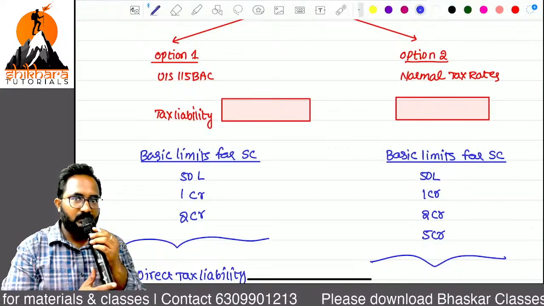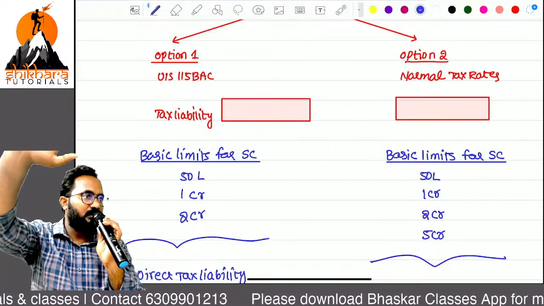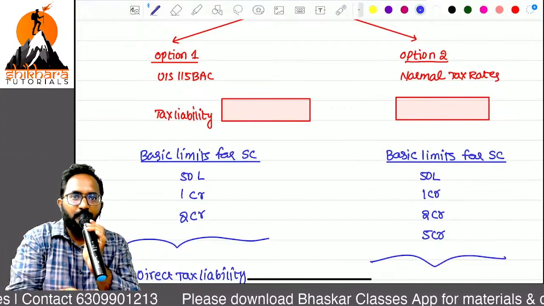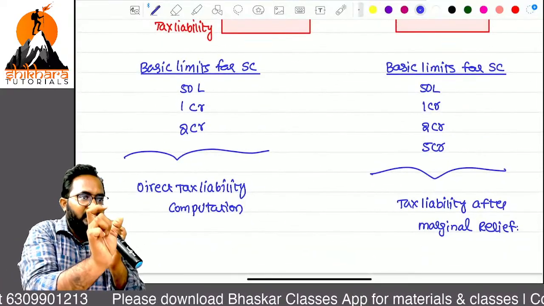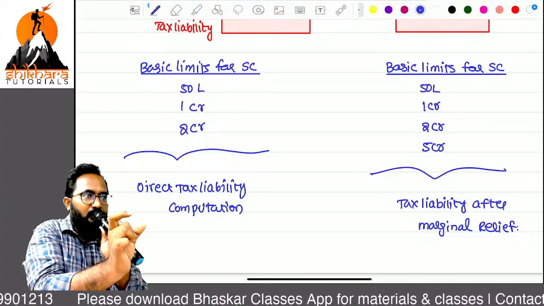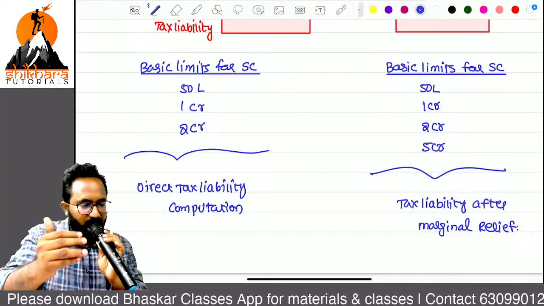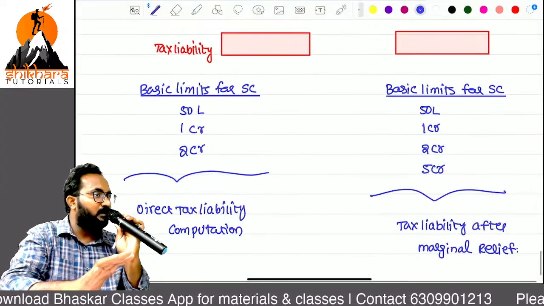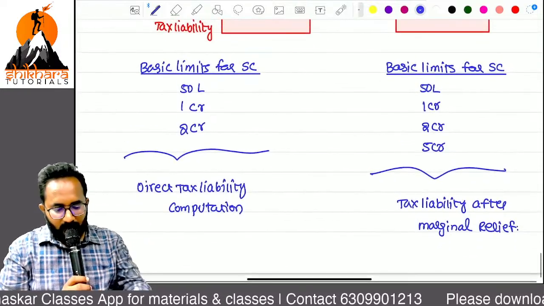This is a CA Inter study material question and a CA Final study material question. Why have I included it here? So that if they give this type of question at any time, you need not solve marginal relief again, but you have to identify it for individual, HUF, AOP, BOI, AJP. In the default tax regime, 2 crores is the last basic limit, and in the old regime, 5 crore is a basic limit.